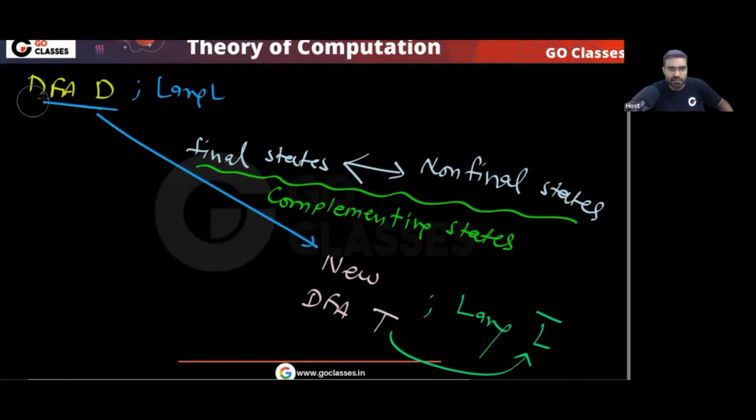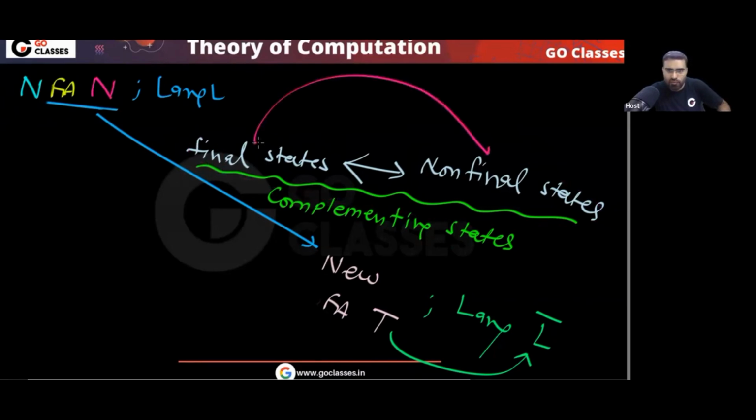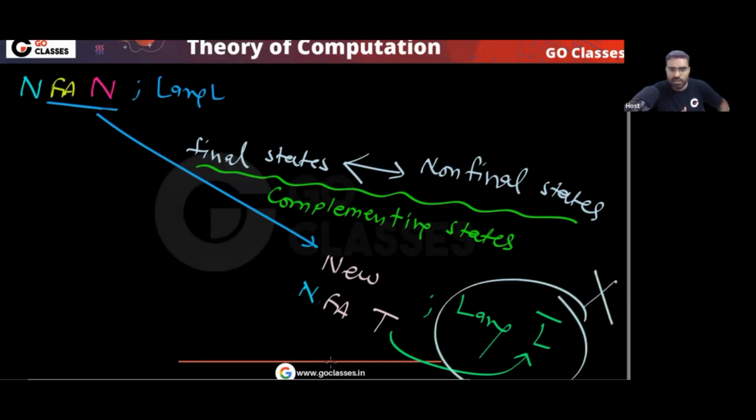Can I say the same thing for NFA? If you have an NFA N, and the language is L, and I complement the states, final states I make non-final, non-final states I make final, can I say that the new NFA will also accept L complement? This is wrong. This will not happen. This may or may not happen.